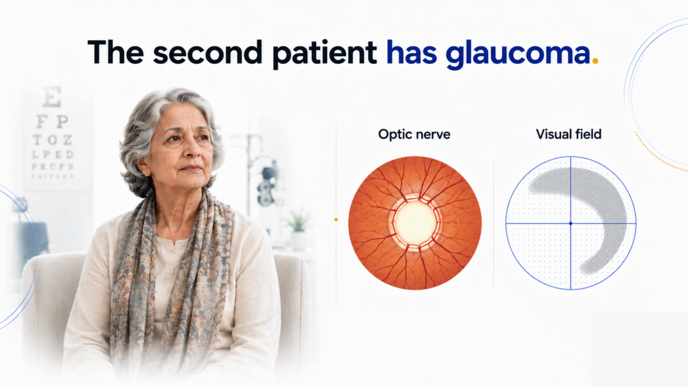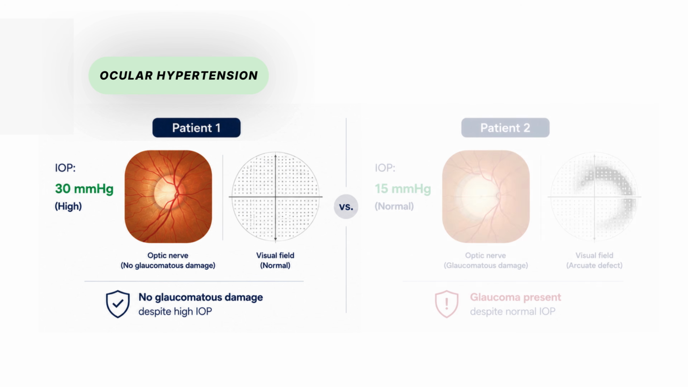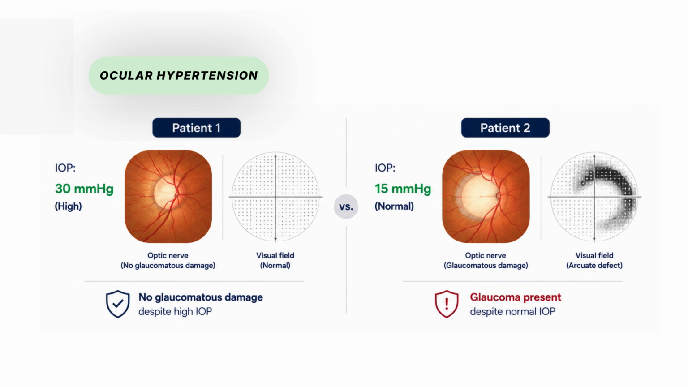If you chose the first patient only because the pressure was higher, that would be incorrect. The first patient has raised intraocular pressure, but there is no evidence of glaucomatous damage at present. This situation is called ocular hypertension. The second patient has glaucoma, however, because there is characteristic damage to the optic nerve with corresponding functional loss, even though the measured pressure is within the conventional range.